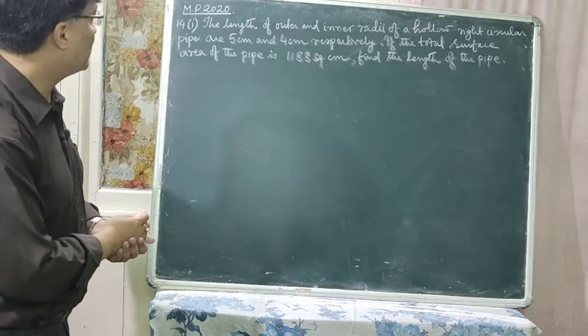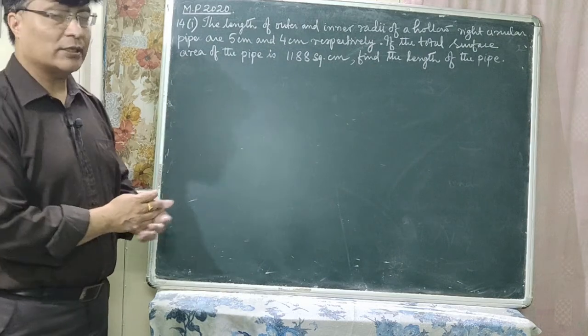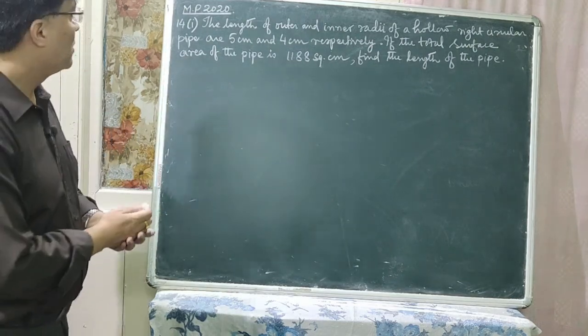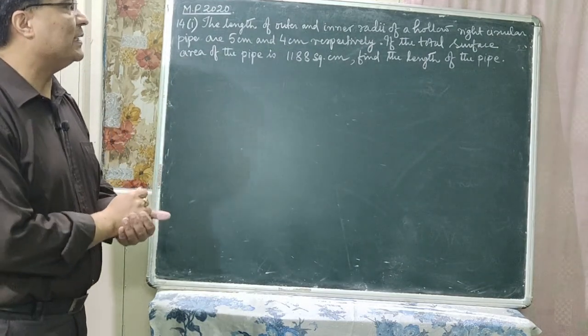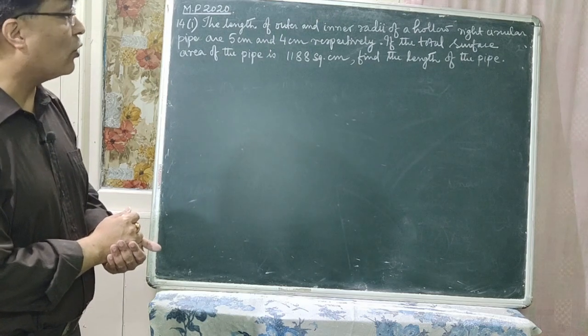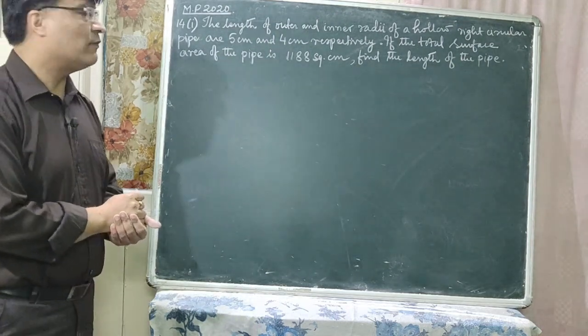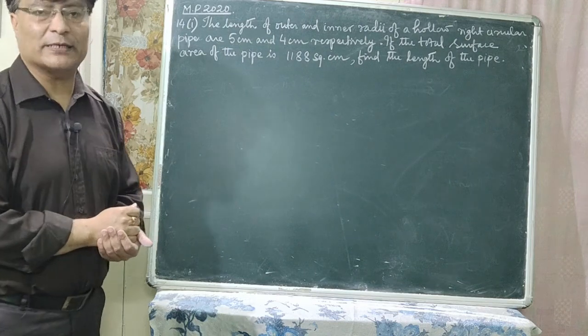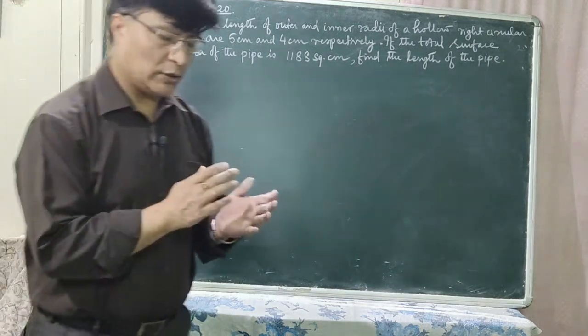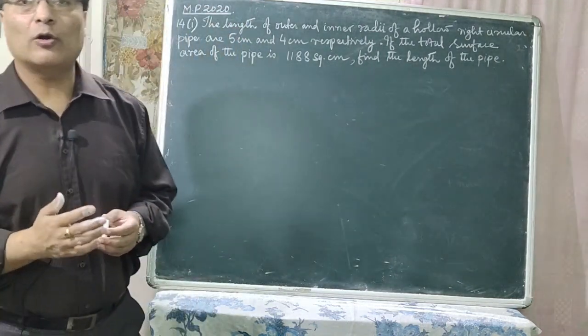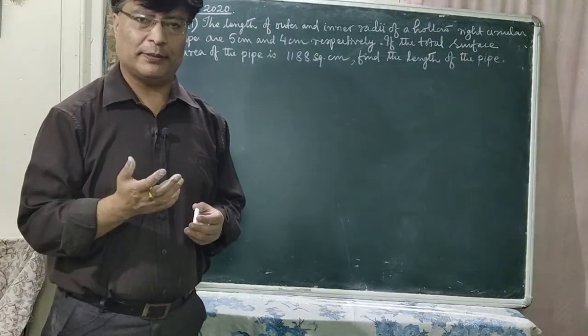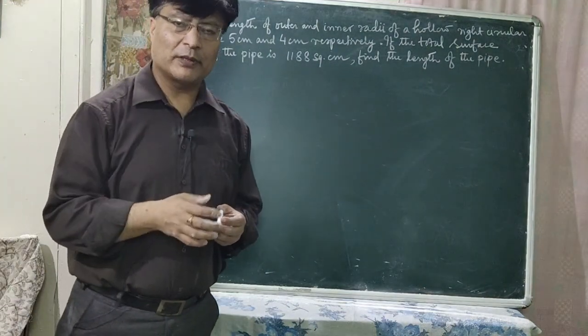So this is question number 14, number 1. So this question carries 4 marks. The lengths of the outer and inner radii of a hollow right circular pipe are 5 cm and 4 cm respectively. The pipe is in what shape? Hollow right circular cylindrical pipe. It is just like a cylinder, but it is hollow.